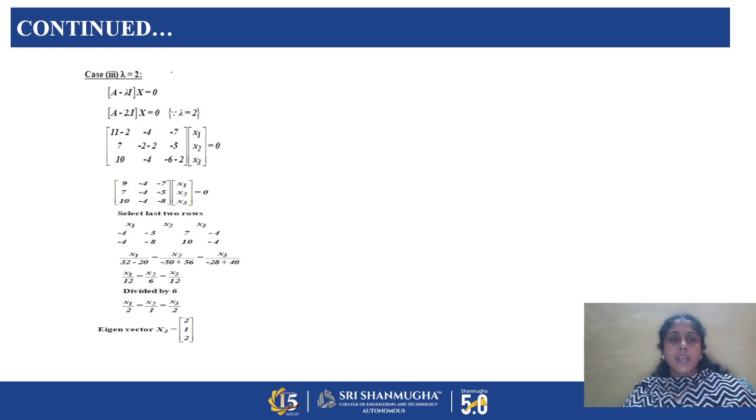Next, the third case is lambda equal to 2. When I put lambda equal to 2, I get the matrix as 9 minus 4 minus 7, 7 minus 4 minus 5, 10 minus 4 minus 8 times x1, x2, x3. When I select the last two rows and simplify by the same method, I get the x3 value as 2, 1, 2. So these are the three eigenvectors corresponding to the eigenvalues 0, 1, 2.